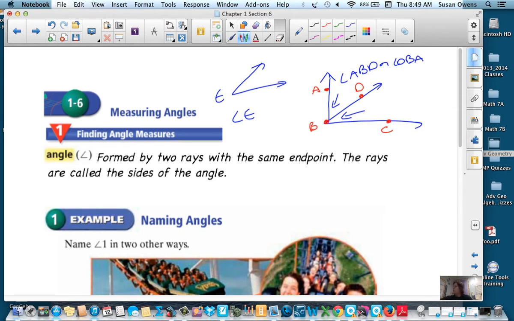I can also name these angles with numbers. So if I put a number 1 here and a number 2 there, I can call them angle 1 and angle 2. So that top angle can be called ABD, DBA, or angle 1.